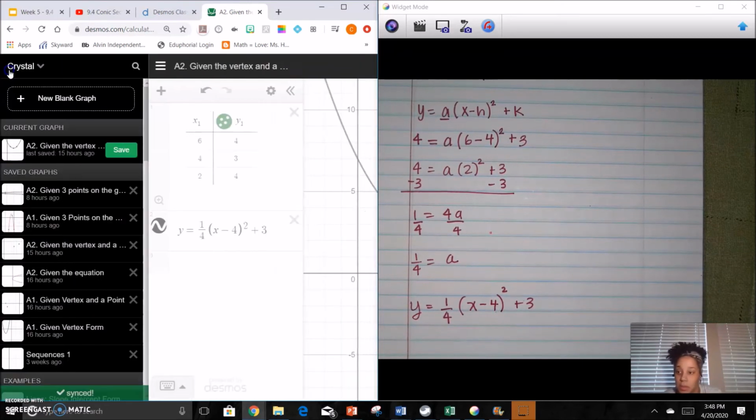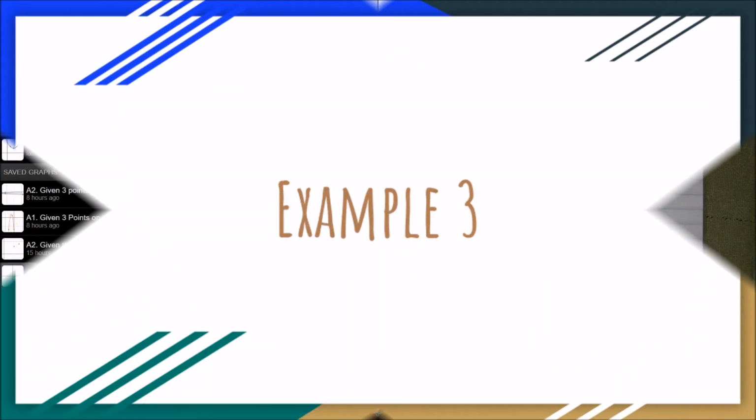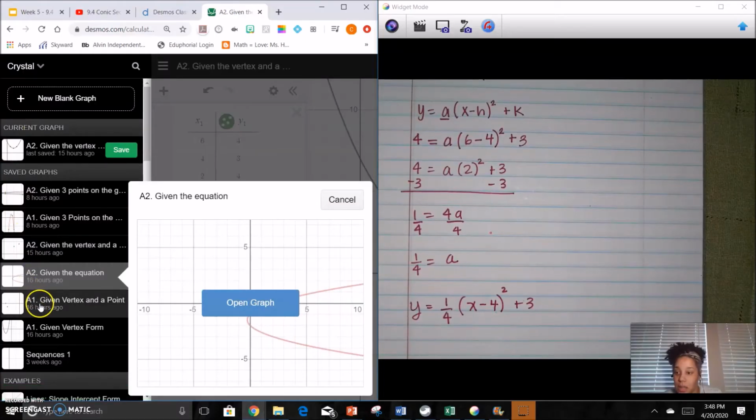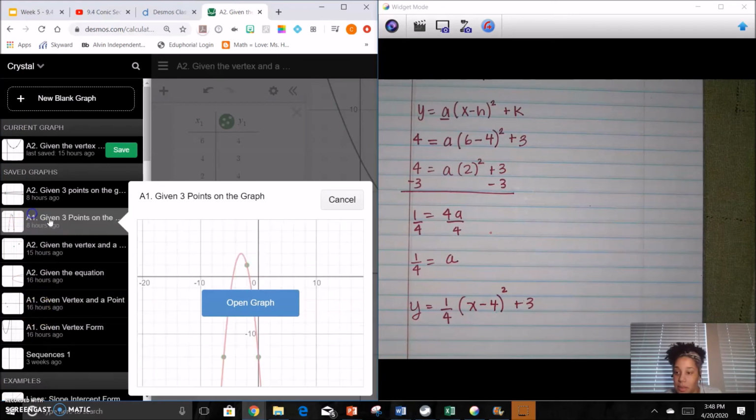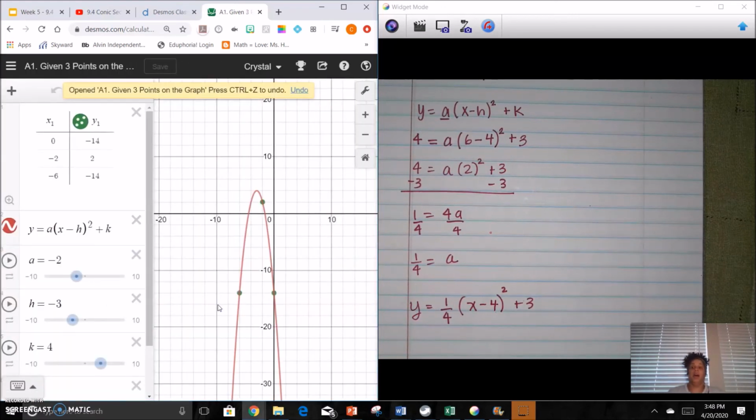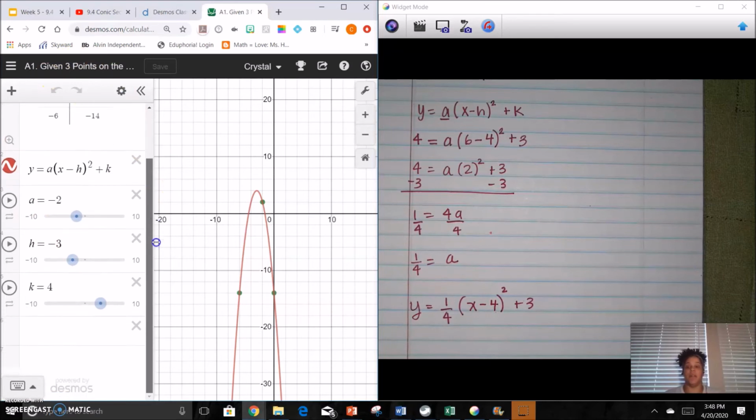All right, so let's do one more example. Here we go. I'm given 3 points. All of them are on the parabola, but none of them are the vertex. So again, you will have a slide that's already set up just like this. If you notice, I've already put the formula in here as well as what A, H, and K are. I've already done that.